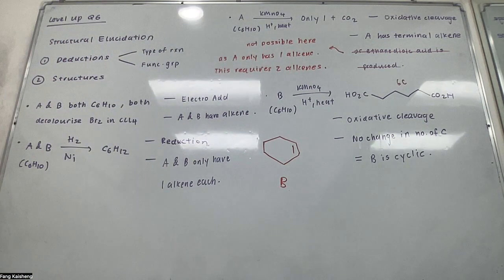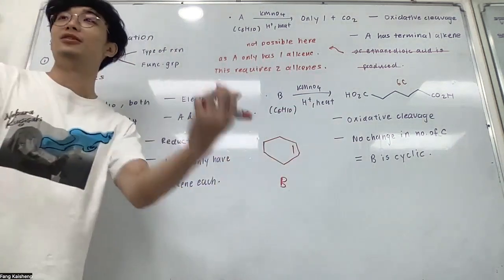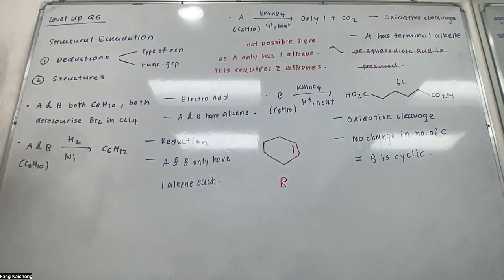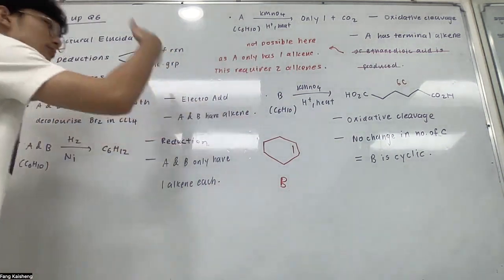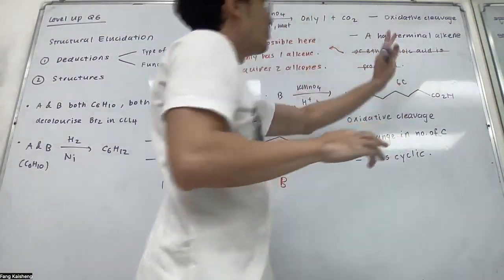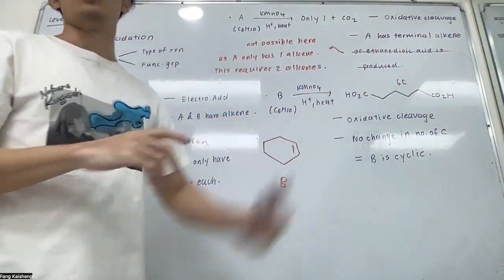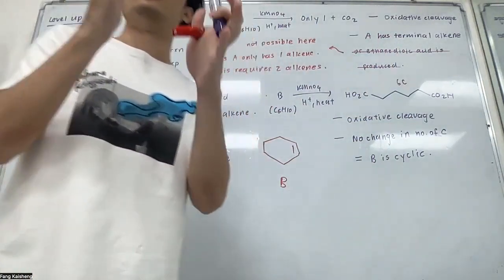But is everyone okay so far? B is cyclic with 6 carbons. How do you get A? Check through your list. A is an alkene, no doubt. A only has one alkene, so we bear that in mind. It's a terminal alkene. So for a terminal alkene, just put a double bond at the end.